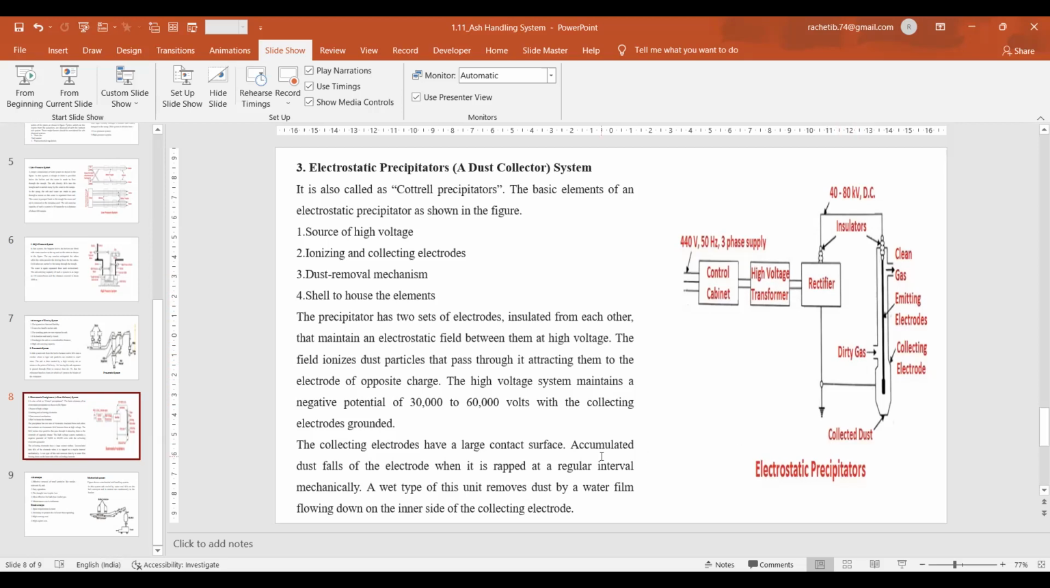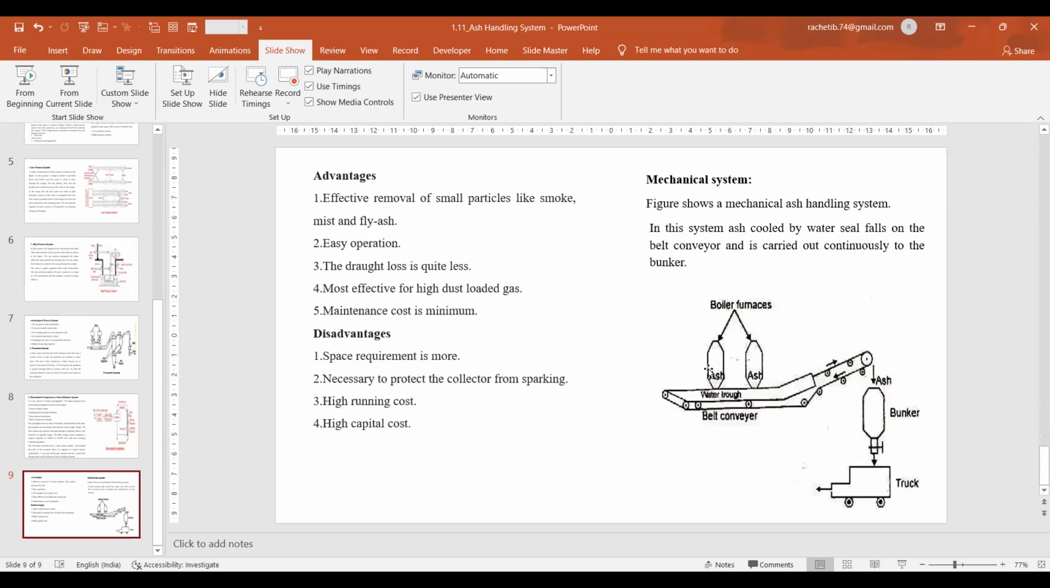This is the most efficient, and I told you 90 to 99% of the ash is removed in the ESP. The efficiency is very nice. Advantages: effective, easy to operate, draft loss is less, most effective for high dust loaded gas, and maintenance cost is less. But at the same time, disadvantages: space requirement is more, it is necessary to protect the collector property, and there is high running cost and high capital cost.